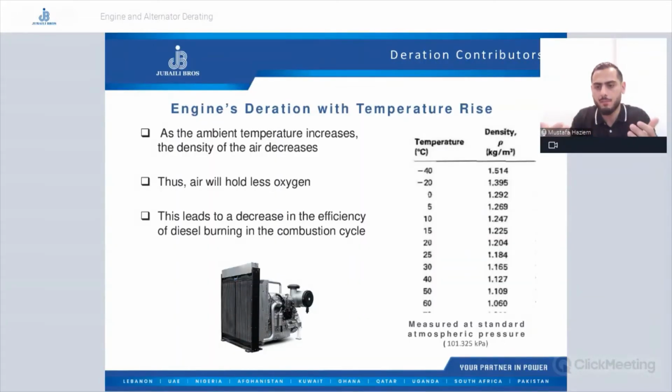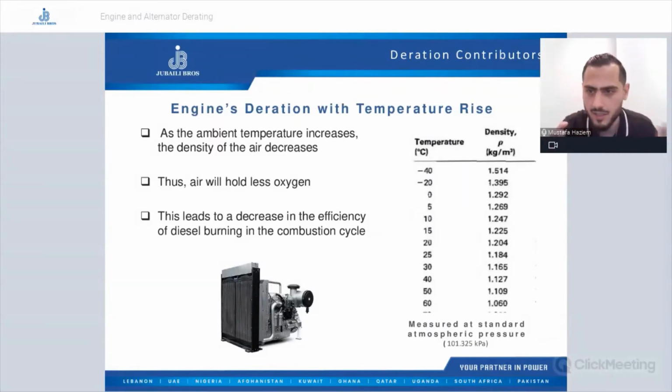Now, why does temperature affect efficiency, or why does temperature cause derating? The reason behind this is that as ambient temperature increases, the density of air decreases. Therefore, air will hold less oxygen. How does that affect the engine? The efficiency of diesel burning in the combustion cycle decreases.